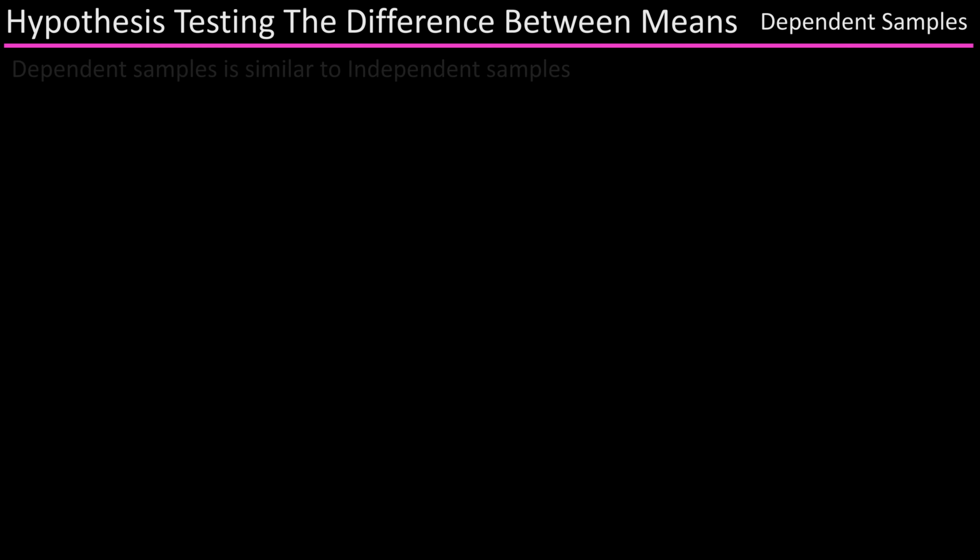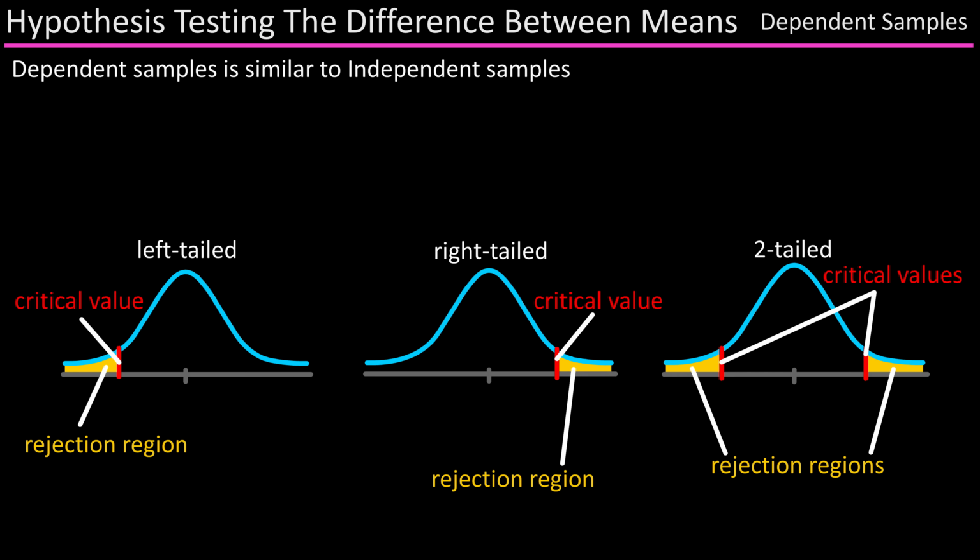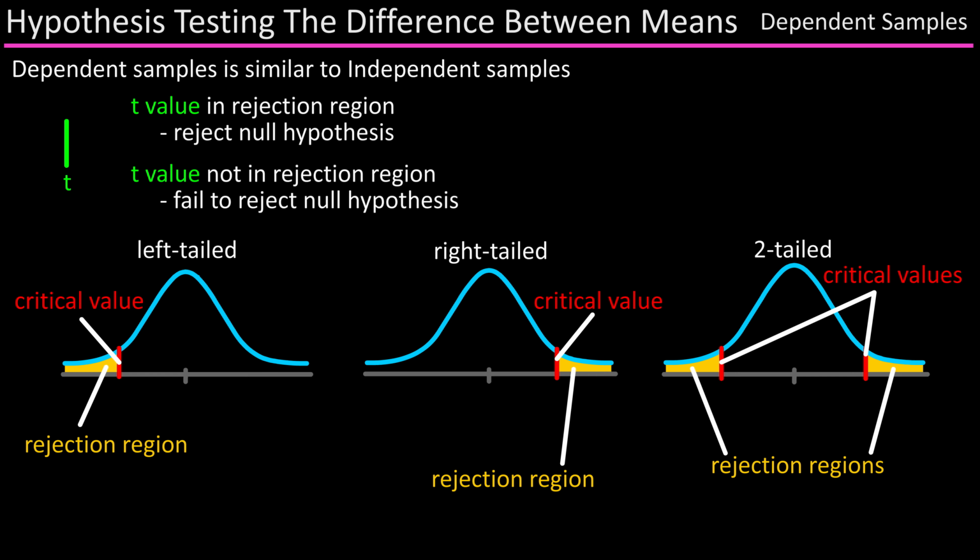Hypothesis testing the difference between means for dependent samples is similar to independent samples. We use critical values and rejection regions, calculate a standardized test statistic, and reject or fail to reject the null hypothesis depending on whether that test statistic falls in a rejection region.